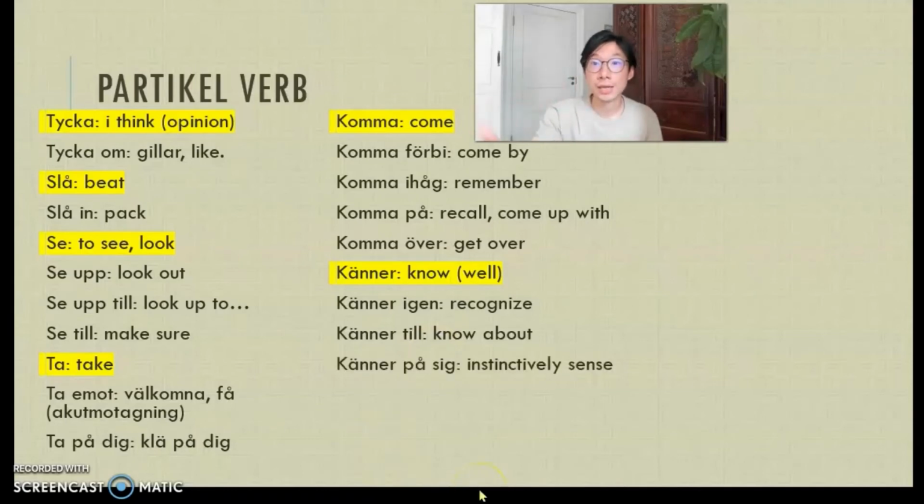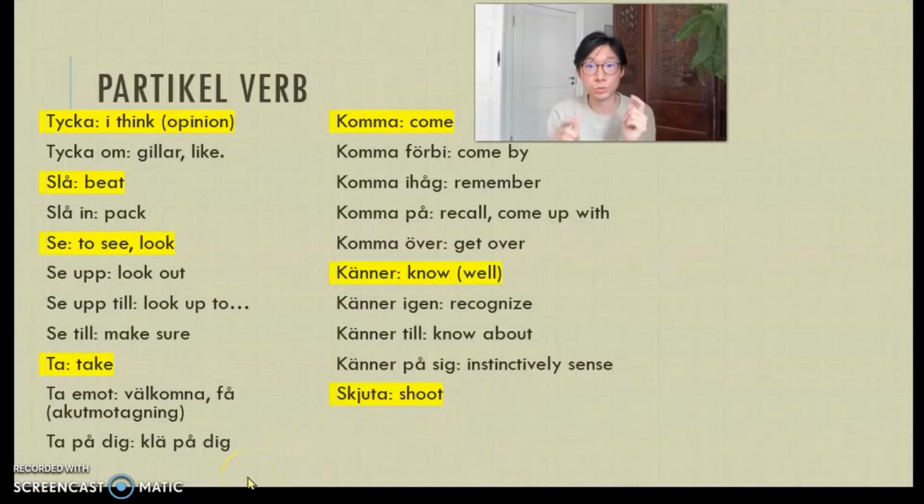Känna på sig betyder you sensed something. Känna på sig means it comes from your instinct. You see it coming. You sensed it. Jag känner på mig att någonting ska hända imorgon. I sense something will happen tomorrow. Okej, känna på mig. Du känner på dig. Han känner på sig.